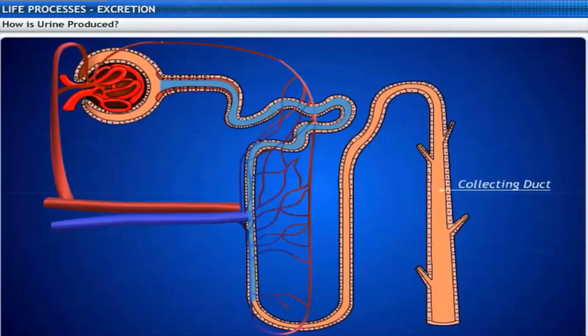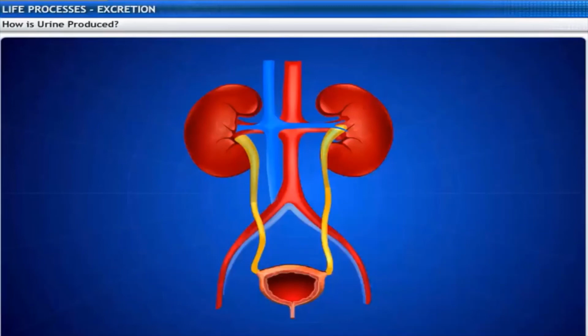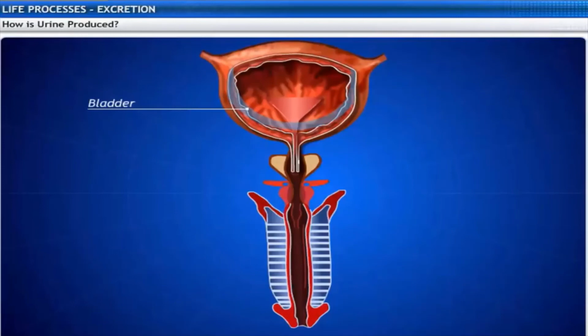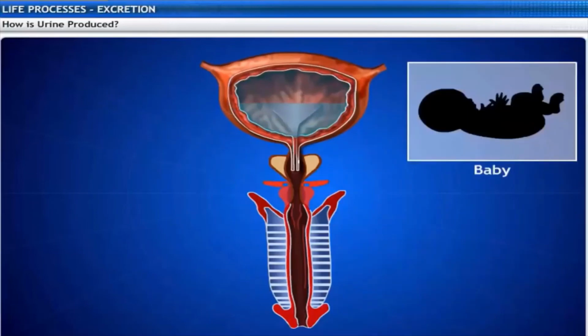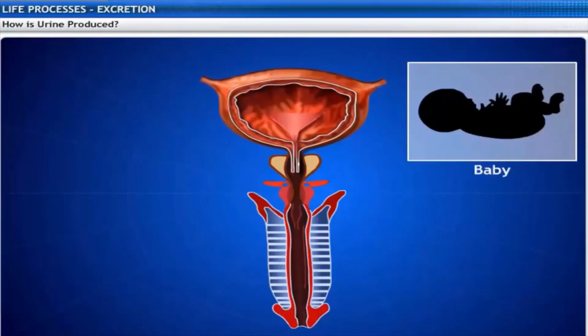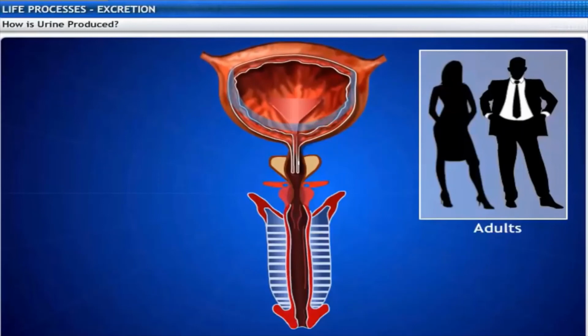Next, the urine is poured into the collecting duct. Then the urine flows from the medulla into the pelvis of each kidney. Finally, through the ureter, urine is drained into the bladder. The bladder is muscular, so it can expand to store the urine until it is disposed of. The muscles in the bladder make it open up automatically in babies when the bladder is half full. Adults can control these muscles.